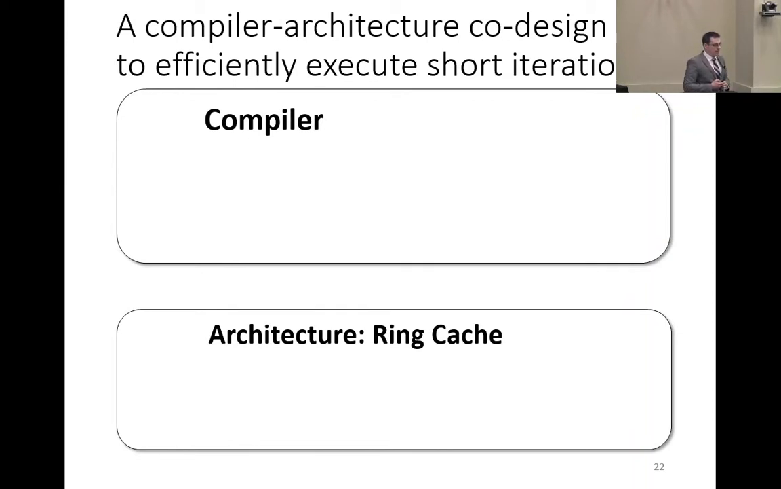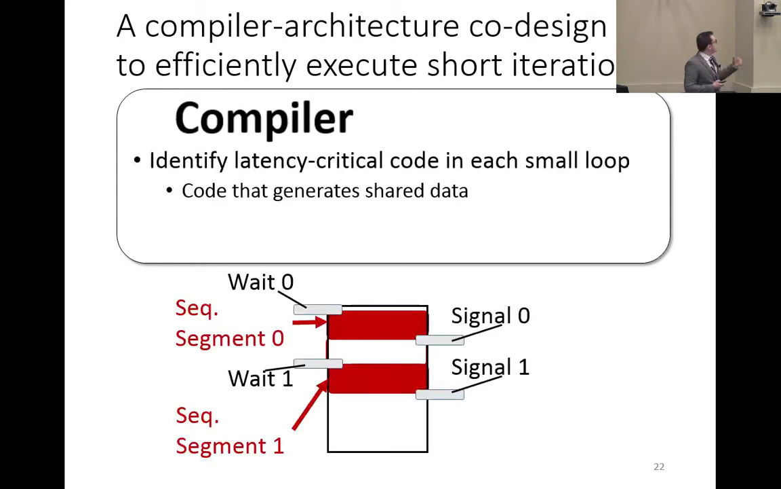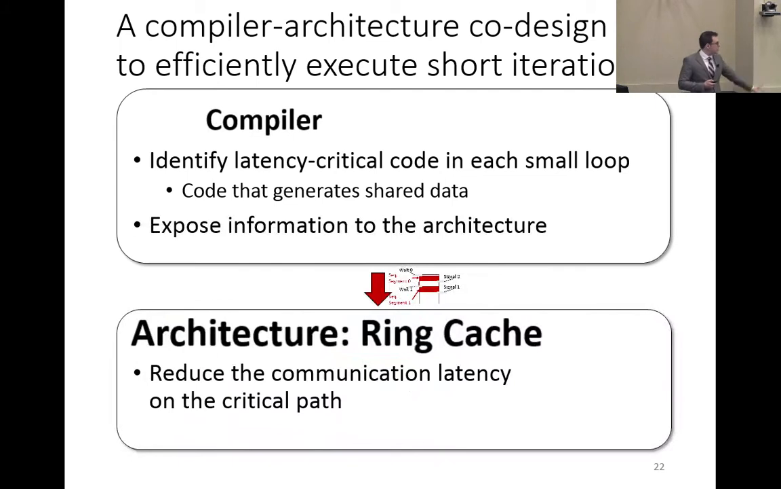At the compiler level, we analyze the loops automatically, and we highlight the dependencies across iterations by including the involved code in multiple sequential segments, as we said before. Now, we introduce two new instructions in the ISA, called wait and signal, to highlight these boundaries, to allow the architecture to understand what a sequential segment is, what a loop iteration is, and what a loop is. So we take all of this information and propagate it down to the architecture piece that I call ring cache. Now you can see that the ring cache understands this code has to be propagated across the cores. So now we can reduce the communication latency by moving data as soon as they get generated.